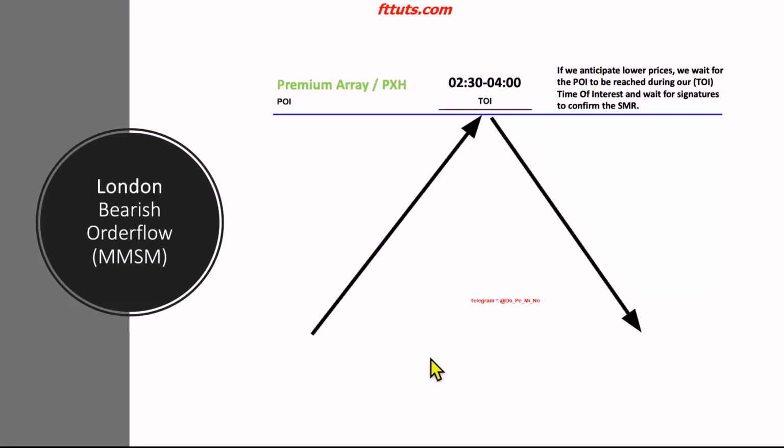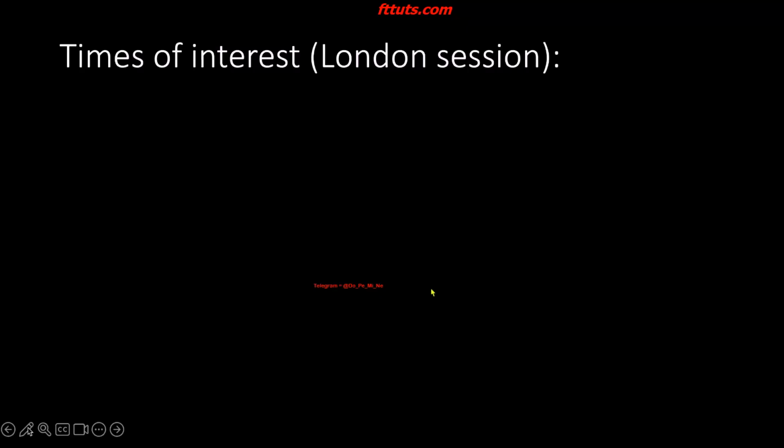When we take a look at the bearish example, we are looking at the following. We are looking for repricing higher into a point of interest, into a premium array and PXH during 2:30 to 4 a.m. Again, this occurs when the higher time frame order flow is bearish, and we want to see a smart money reversal occur within that point of interest during the right time, and then we want to see sell side delivery occur next. So to summarize, here are the times of interest for the London session.